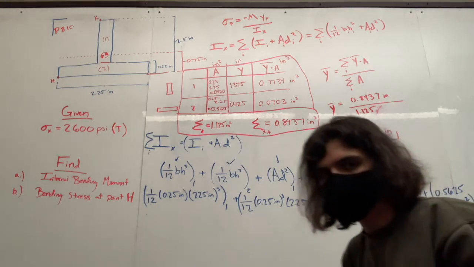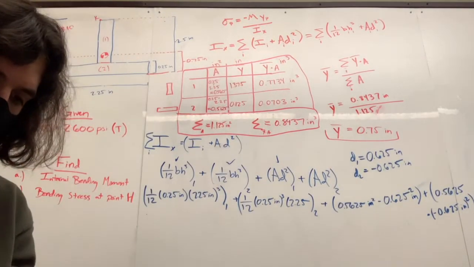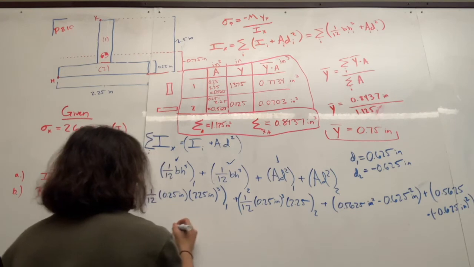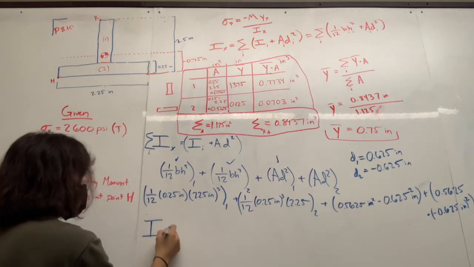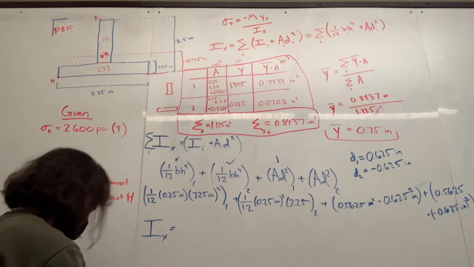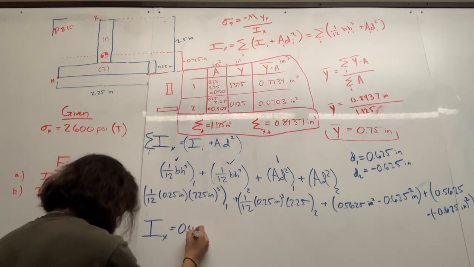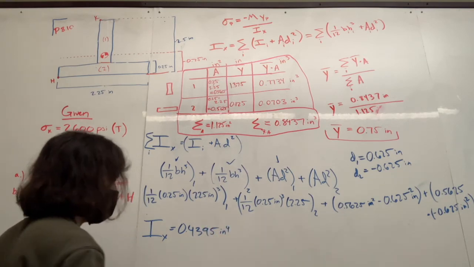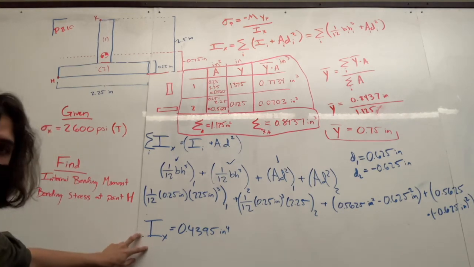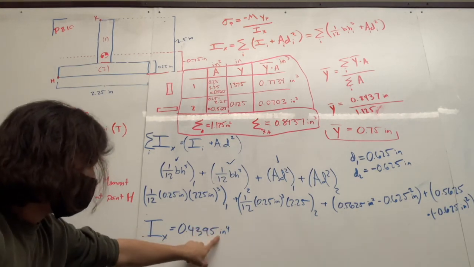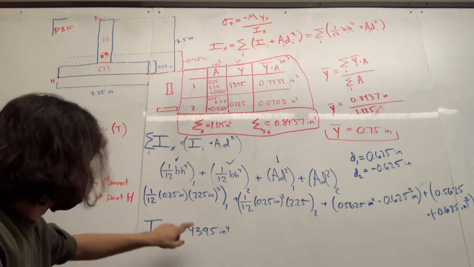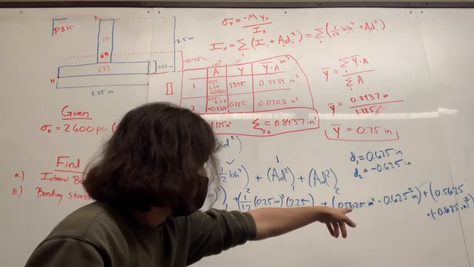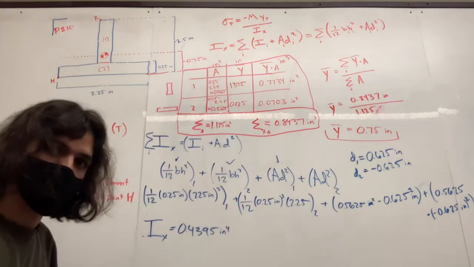So then, we plug all that in the calculator. We are left with I of x, which is what we were solving for, right? Is equal to 0.4395 inches to the 4th. When we check our units, we know that the area moment of inertia is in distance to the 4th, and we know inch times inches to the 3rd, inches to the 4th. Same thing here, inches squared times inches squared, same thing, so it all checks out.